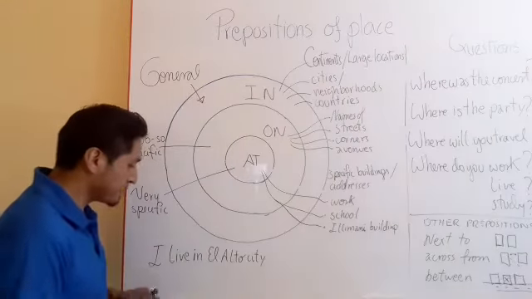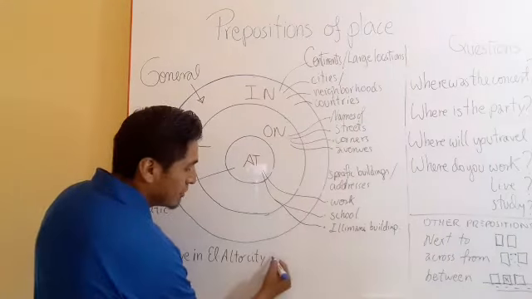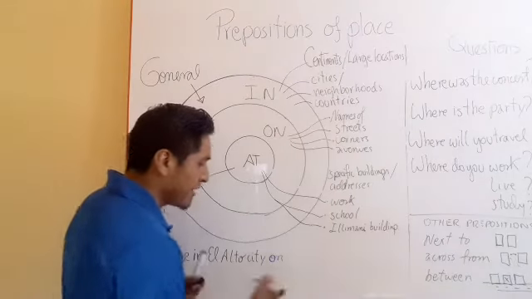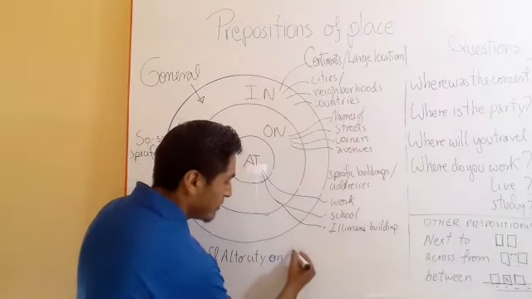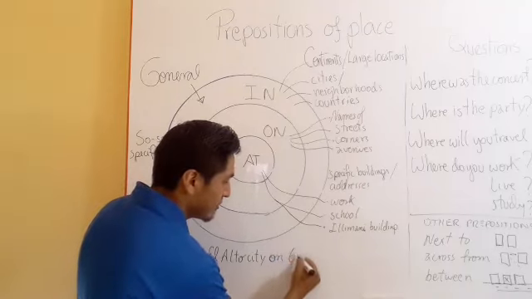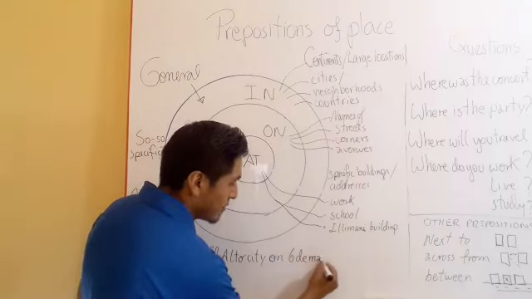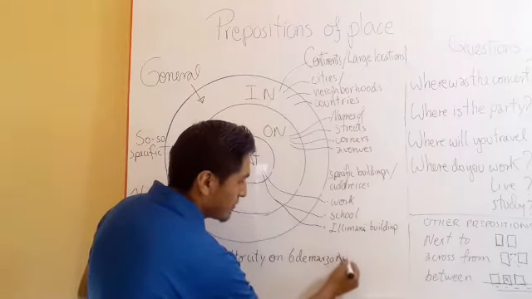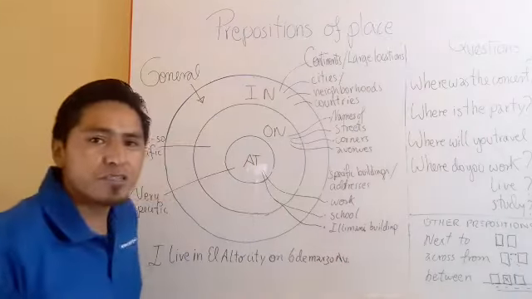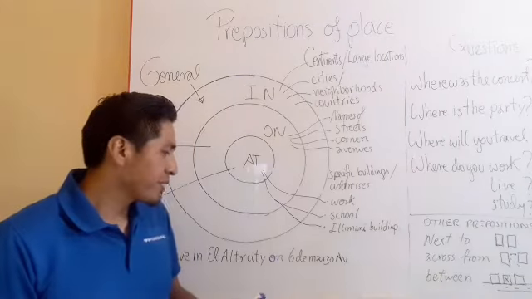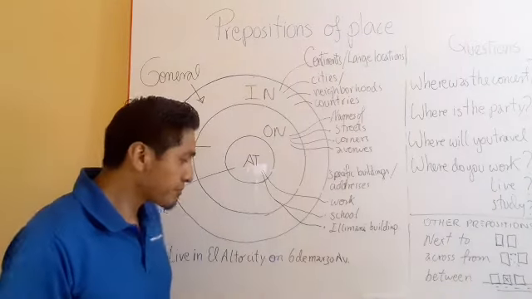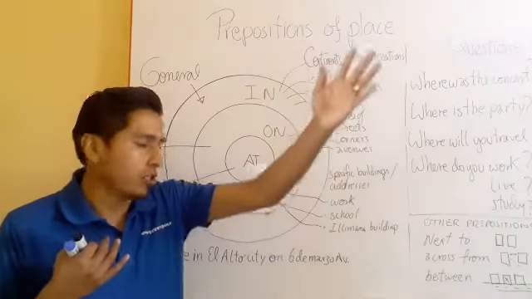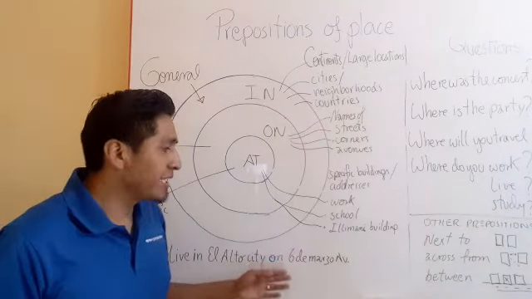So we will continue. I live in El Alto on, and I will write the name of the avenue, yes? On 6 de Marzo Avenue. That is something more specific, isn't it? But even the avenue, you know that avenues are very long. So we need something else.